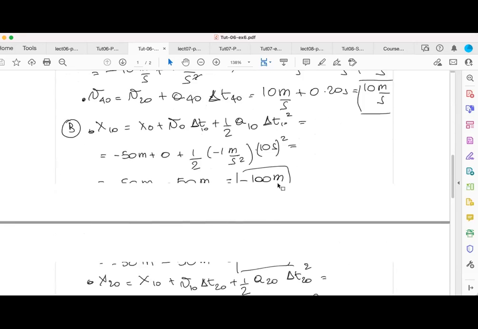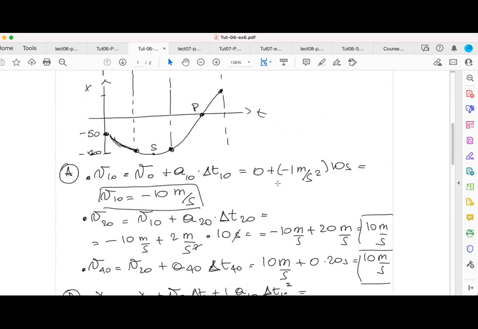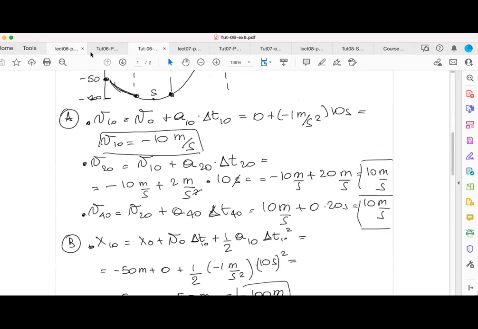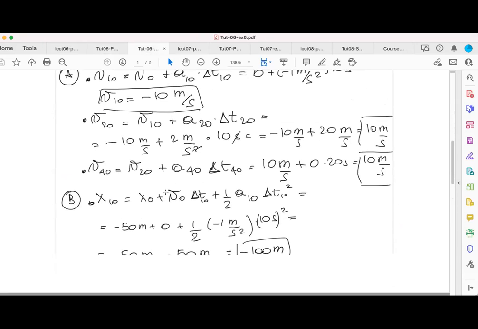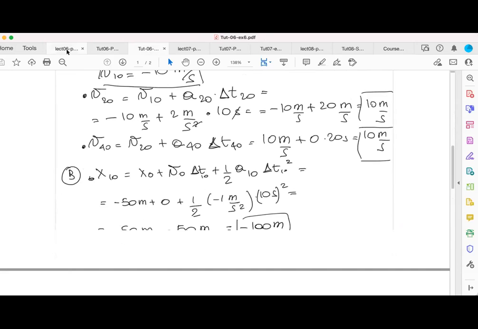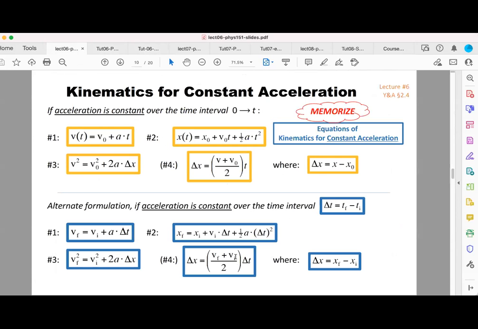So this was the first part. If we go to the second part, let's see what the problem then asks. What is the car position at time 10, 20, and 40 seconds? So if we go here, again, we go to our lecture. Which one of these can we use? We have options, but we can definitely use this one because we just calculated the velocity. We know all the delta t's and we know the acceleration. So we essentially know everything. We just need to plug in the right numbers.